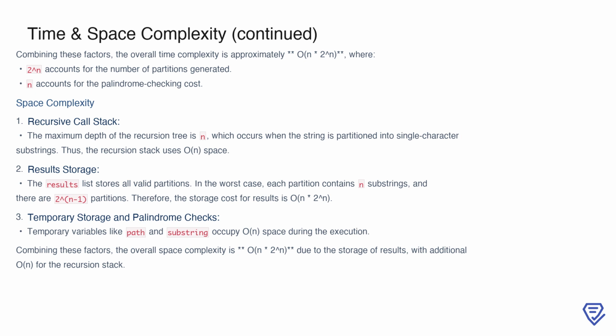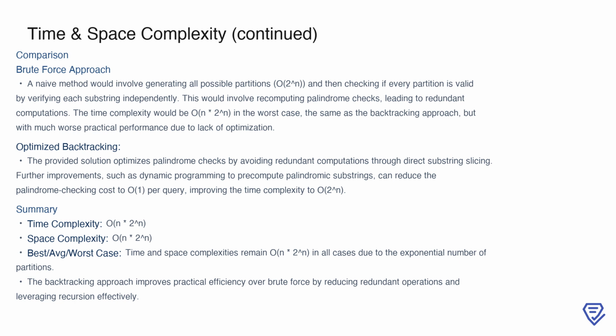Additionally, the results list stores all valid partitions, which in the worst case includes 2^(n-1) partitions, each containing up to n substrings. This results in O(n * 2^n) storage cost for the results. Temporary storage, such as the current path or substring being evaluated, requires O(n) space during execution. Combining these, the overall space complexity is O(n * 2^n), with the recursion stack and results storage being the dominant contributors. To put this into perspective, let's compare the optimized backtracking approach to a brute force method.